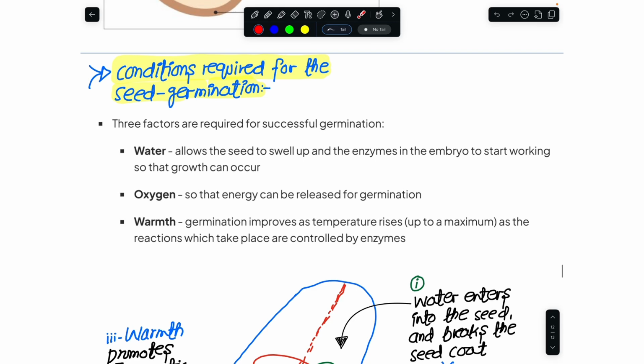Now, the other idea is that if I want to grow a new plant out of the seed, what conditions would be required? The conditions required for seed germination include the availability of water. There has to be the presence of oxygen, and then we require some optimum temperature or warmth. From the diagram, I will make you understand the association between seed germination and the availability of these three factors.